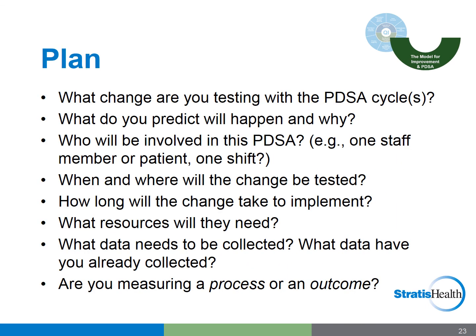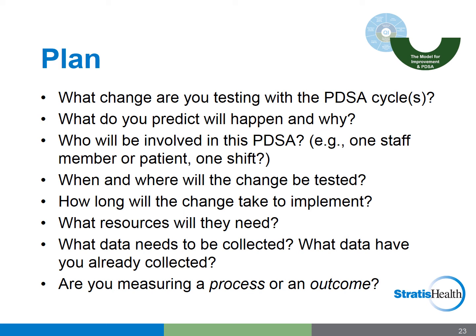During the plan stage, first, refer back to how you answered the three key questions. What are we trying to accomplish? How will we know that change is an improvement? What change can we make that will result in an improvement? You can then start asking some additional nuanced questions that will lead you to define the details of your planning step. What change are you testing with each PDSA cycle?